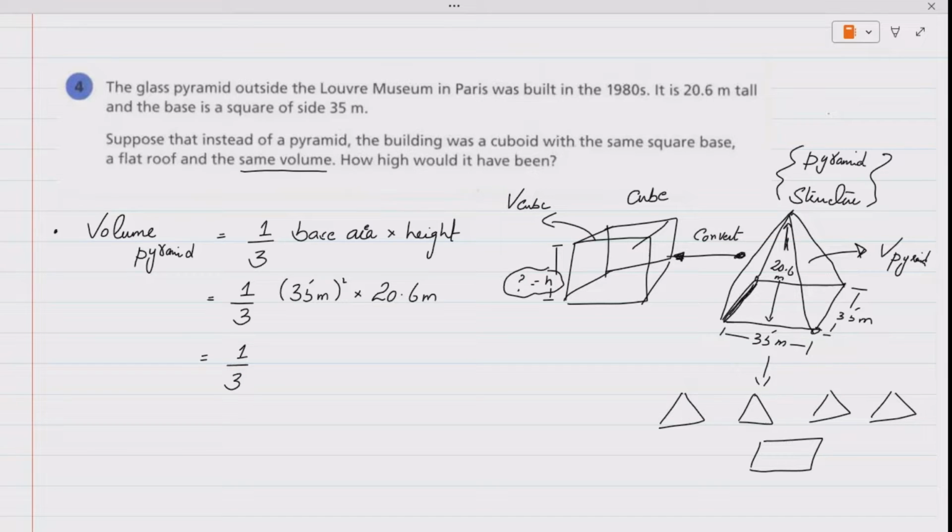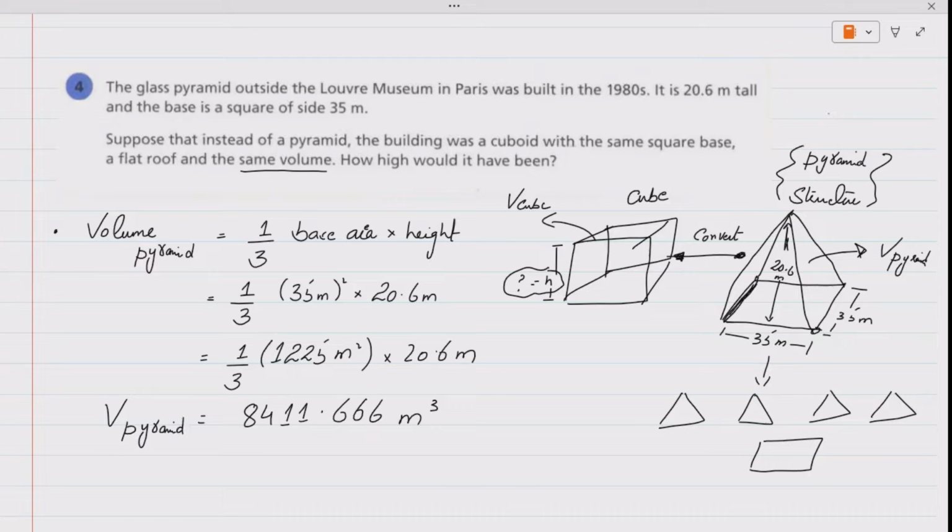Now let's do 35 meter square, right? So it gives us 35 into 35. So we got 1,225 meter square into 20.6 meter. So into 20.6, we got 25,235 divided by 3. So we got 8411.666 meter cube. So this is the volume of a pyramid. This is one thing we got.